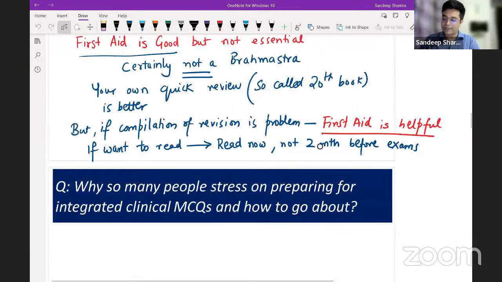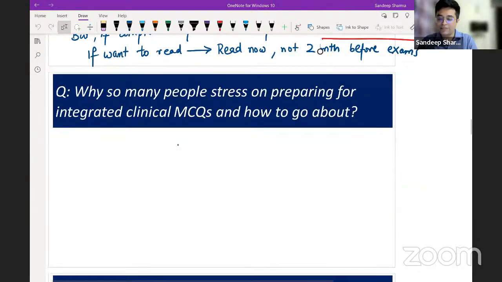So, Khalil sir, why do so many people stress on preparing for integrated clinical MCQs? Radiology is probably the subject in which maximum integrated questions are asked. So, sir, you are the best person to guide students about it.